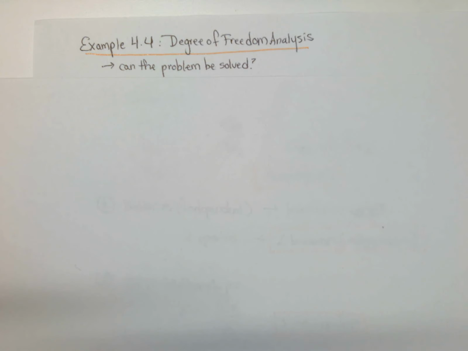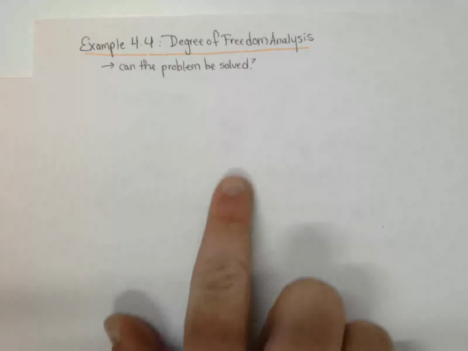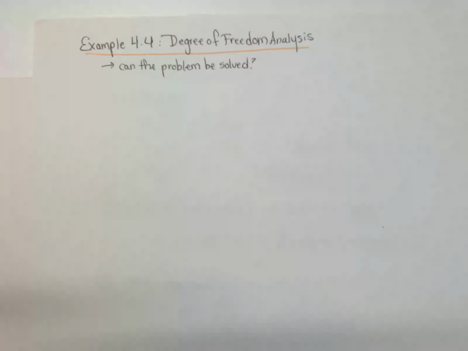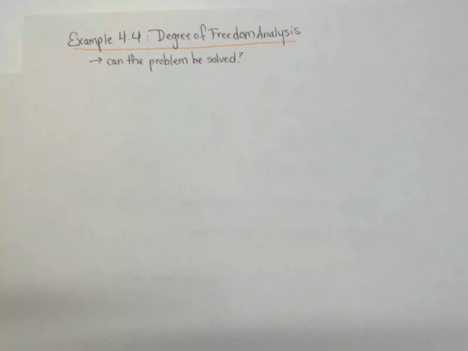Let's briefly talk about example 4.4, the benzene and toluene problem. Can the problem actually be solved? Now, we've already been through the solution, so we know it can be solved, but degree of freedom analysis is going to prove to us that we actually can. So here's how we do a degree of freedom analysis.